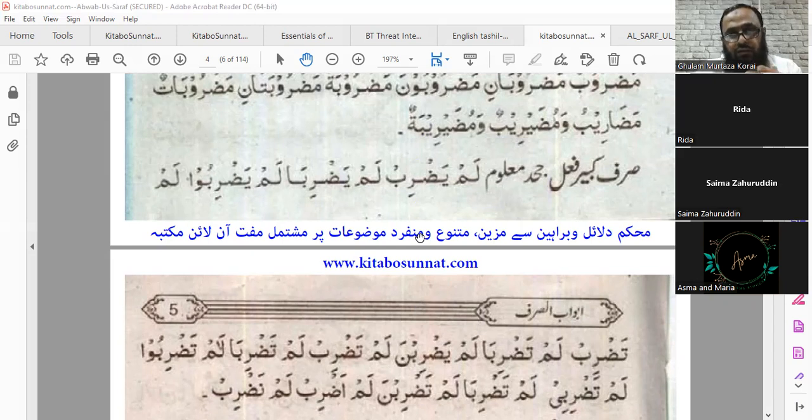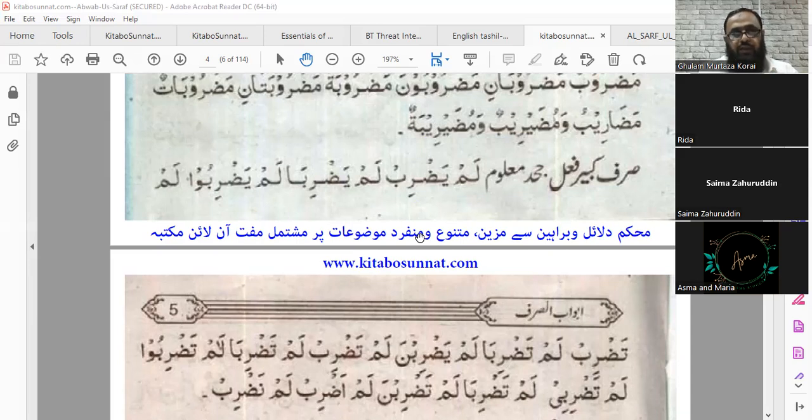Number two, when it enters into the four sigas of musanna, like musanna muzakkar ghaib, musanna muannath ghaib, musanna muzakkar hazir, musanna muannath hazir. Now, it was yazribani; when lam enters, the last noon is dropped. That is the identification of jazm. Yazribani becomes lam yazriba. Tazribani becomes lam tazriba, and so on.